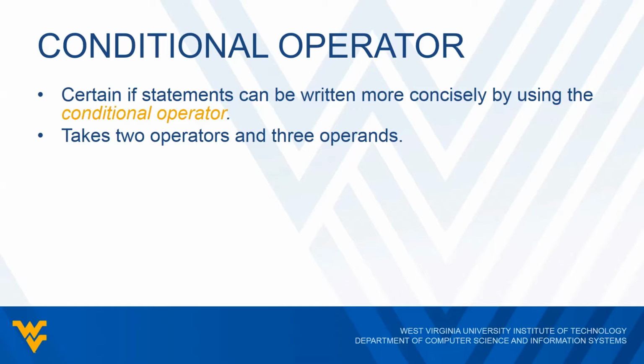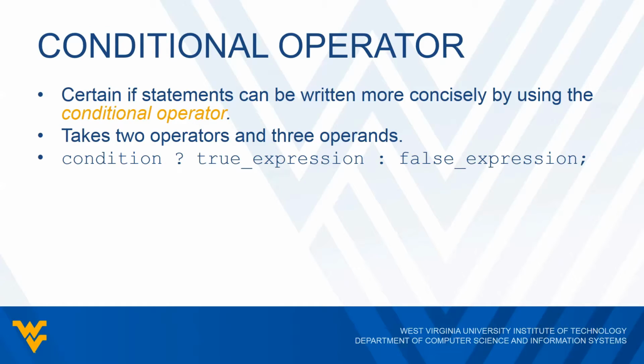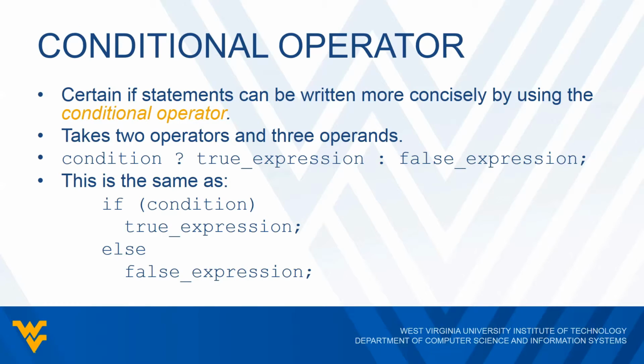So let's take a look at the syntax for it. So we have our condition, and then a question mark. And then we put in our true expression, and then a colon, and then a false expression, and then we end that with a semicolon. This line of code is the exact same thing as our traditional if-else statement. So if some condition, we do some true expression, and if it's not true, then we have our false expression.